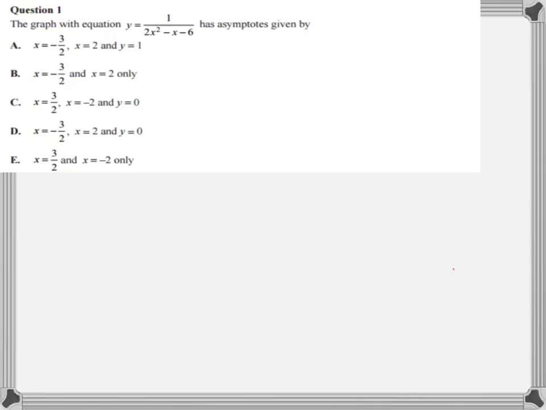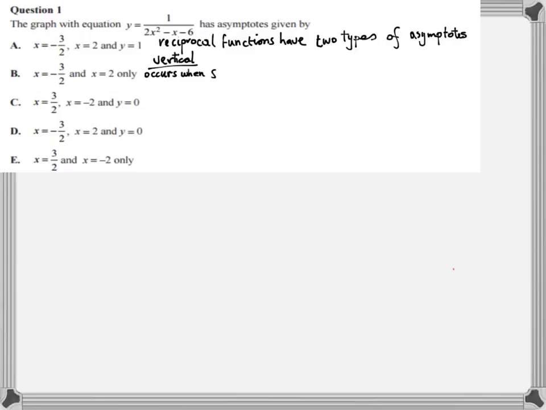So question 1, the graph with equation y equals 1 over 2x squared minus x minus 6 has asymptotes given by. Alright, so here's a reciprocal function. We're looking for the asymptotes of a reciprocal function. Now, we have to identify that generally a reciprocal function has two types of asymptotes, a vertical asymptote. Okay, now for vertical asymptotes we focus on when the denominator, our f of x, is equal to 0. That's when it's undefined.